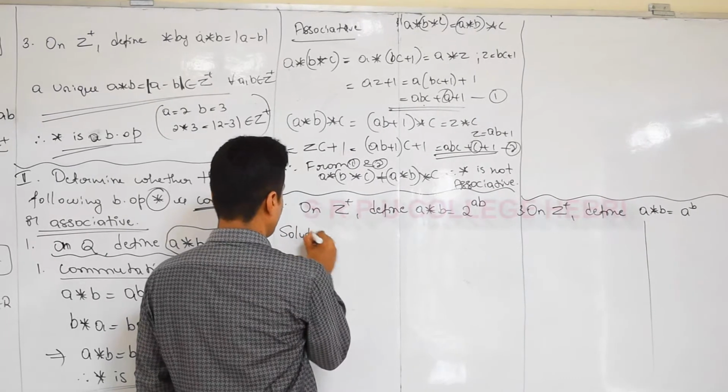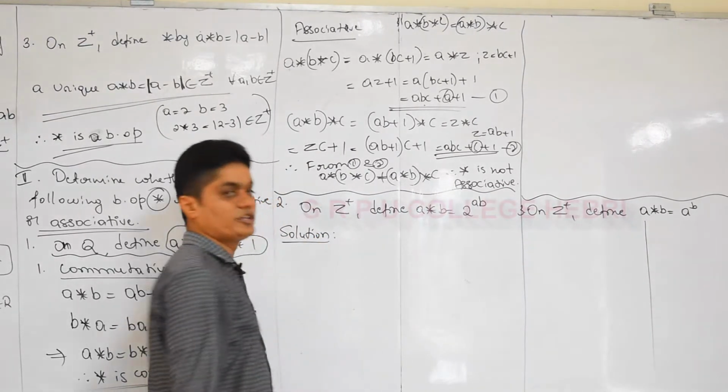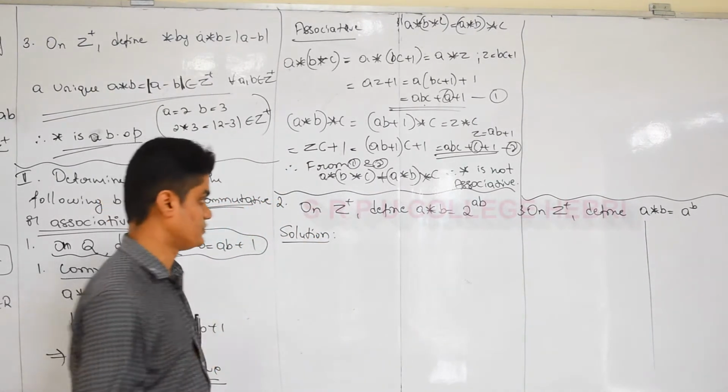Again the same work: we have to check whether it is commutative or not, associative or not. This is an interesting question. Observe this carefully.